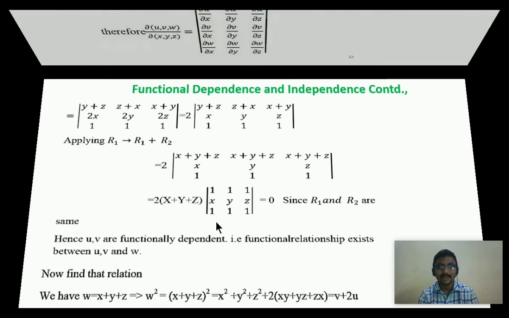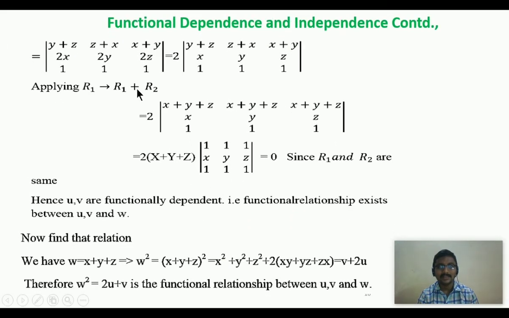Now computing the partial derivatives and substituting in the determinant, and then simplifying the determinant by using a row operation, that is R1 goes to R1 plus R2, just adding the first two rows. So we will have a common term, that is x plus y plus z, in the first row.